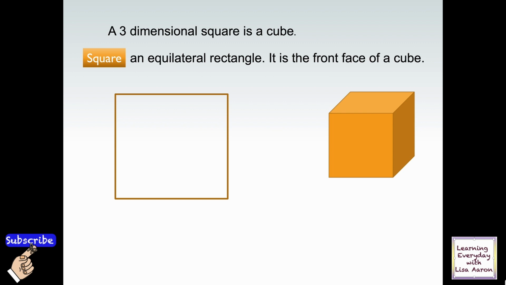Definition. Square, an equilateral rectangle. It is the front face of a cube. This cube has 6 faces, 12 edges where the faces meet, and the very corners are the vertices. There's 8. You can see 4 in the front and then 4 in the back, making 8.